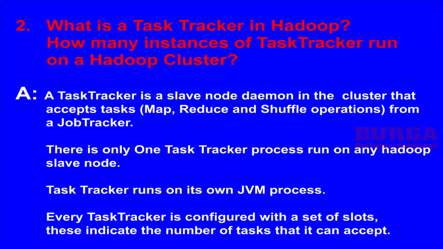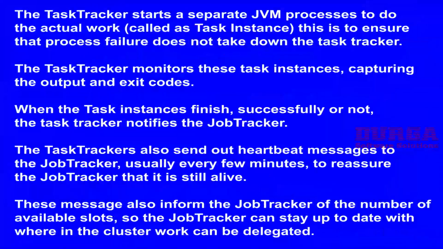Every TaskTracker is configured with a set of slots. These indicate the number of tasks that it can accept. The TaskTracker starts a separate JVM process to do the actual work. This is to ensure that process failure does not take down the TaskTracker. The TaskTracker monitors these task instances, capturing the output and exit codes. When the task instances finish, successfully or not, the TaskTracker notifies the JobTracker.